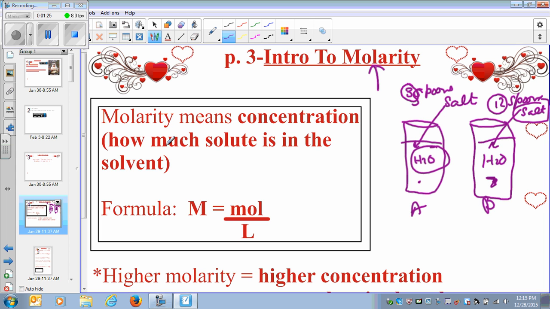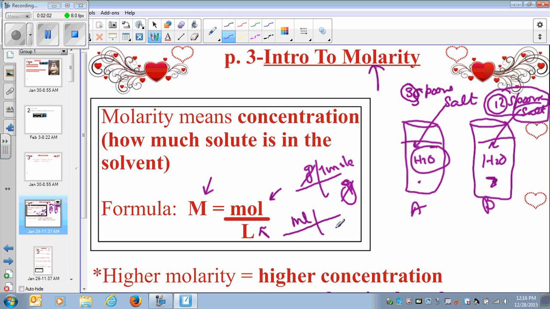So molarity means concentration, how much of a solute is in the solvent. For example, in this example, we have much more solute, 12 spoons of salt, which is a solute, versus 3 spoons of salt. So to calculate the molarity, to calculate that concentration, we will take moles over liters. We don't take spoons. We do not use grams. Even if you are given grams, you have to divide it by the molar mass to convert it into moles before you plug it in. So you cannot plug in grams right here. You have to cancel the grams, convert it into moles. If you are given milliliters, you have to convert it into liters before you plug it in.